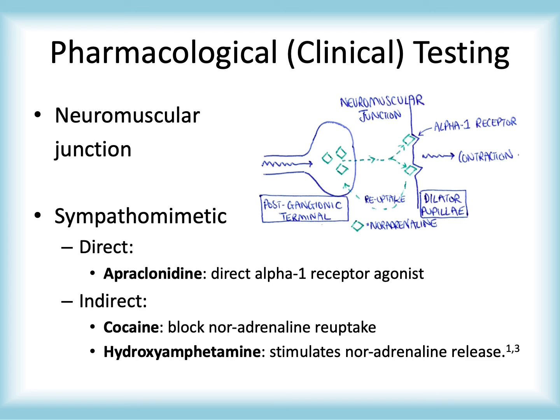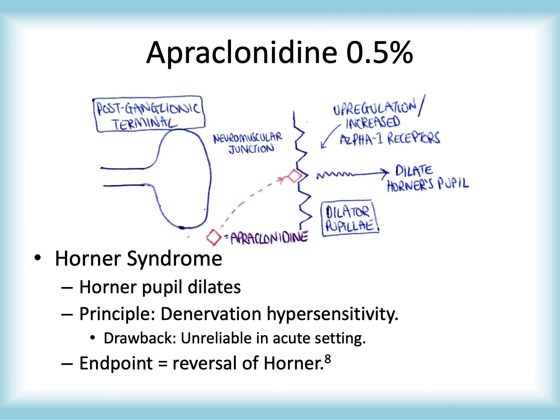Clinical testing involves understanding of sympathomimetic eye drops acting at the neuromuscular junction. Apraclonidine, cocaine, and hydroxyamphetamine are the options available, having a direct or indirect action. Apraclonidine is a strong alpha-2 agonist, primarily used for intraocular pressure control, and its weak alpha-1 action has no effect on a normal pupil. However, in Horner syndrome, hypersensitivity develops with time at the postsynaptic membrane by increasing alpha-1 receptors. Apraclonidine will dilate and reverse the anisocoria while the normal pupil remains unaffected.